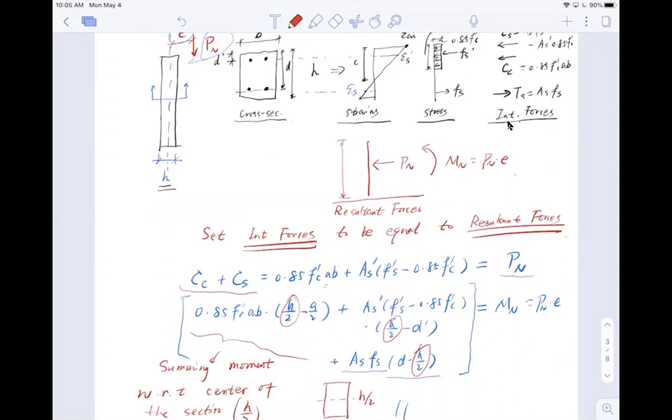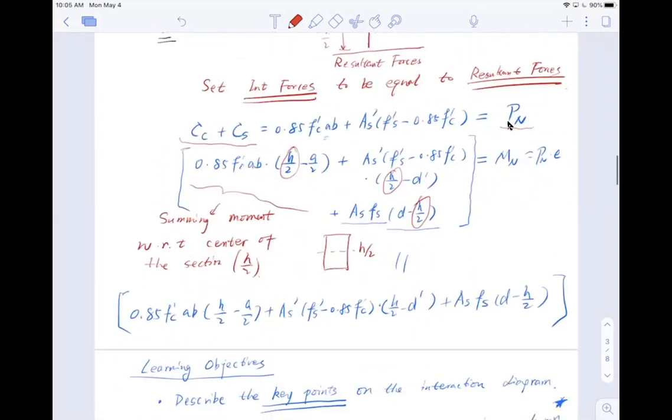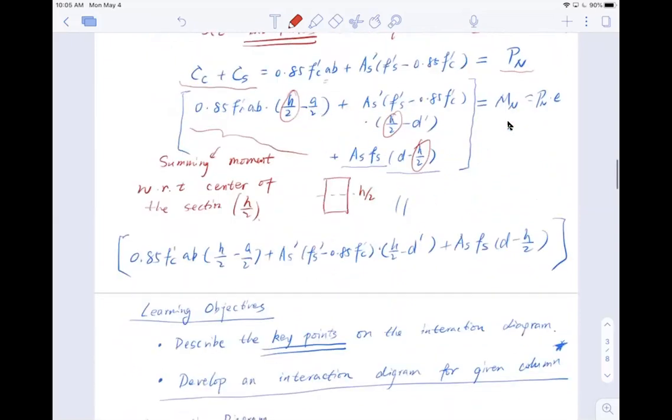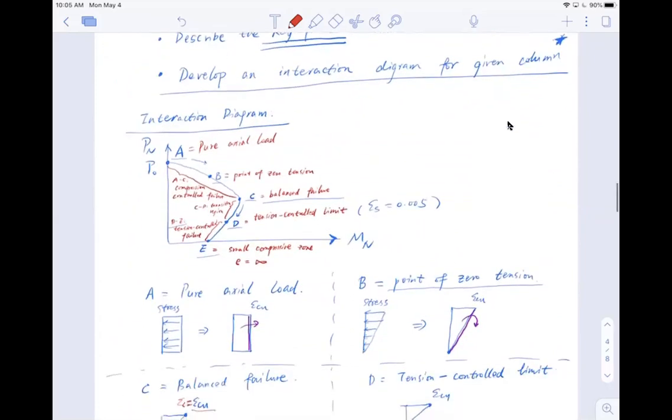So I'm just going to draw here in case you're confused, with respect to the center of the section. We're summing the moment right in the middle of the section. So this is the set of equations we use to calculate the axial force and the bending moment. But to complete the interaction diagram, there are several critical points.